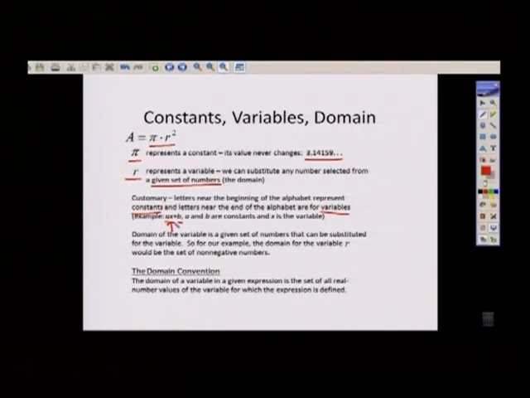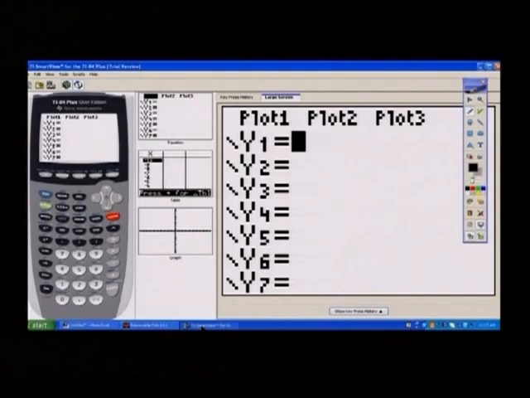And one other thing about the domain of a variable is that it is a given set of numbers that can be substituted in for the variable. So here is my SmartView calculator, and this is my y equals menu up here, and we're going to type in 3x minus 2 in the y equals menu, and we're going to hit graph.